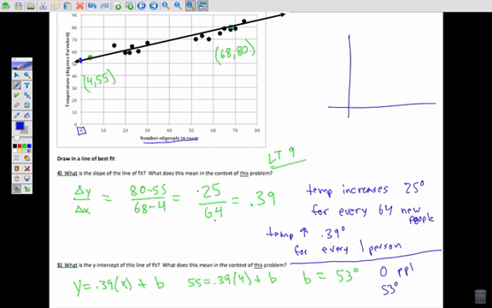So don't lose track of where your variables are at. This x variable is number of people in the room. At this point, there are 0 people in the room. The temperature right here, that's where we get the real interpretation, which is 53 degrees.